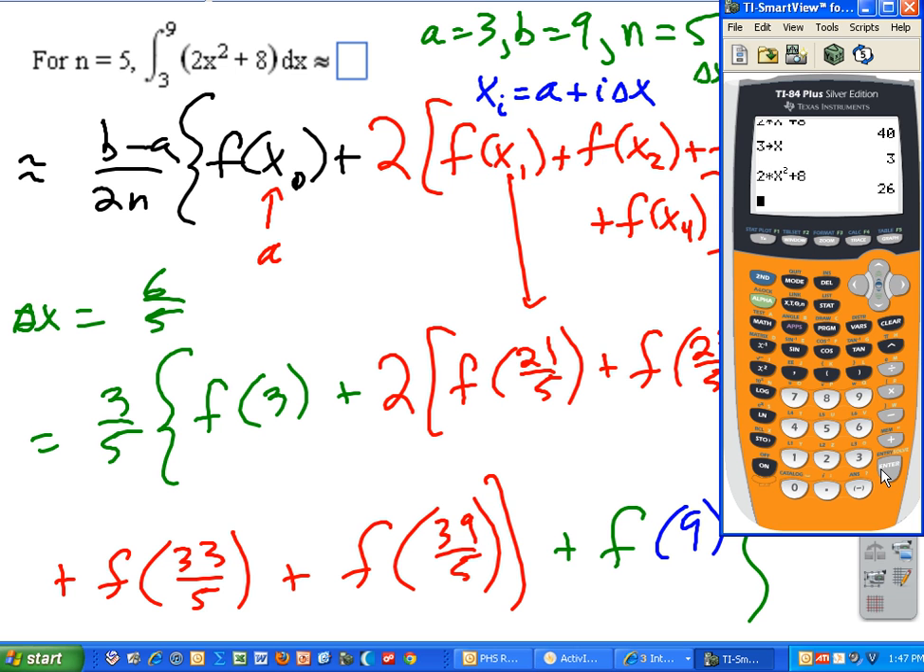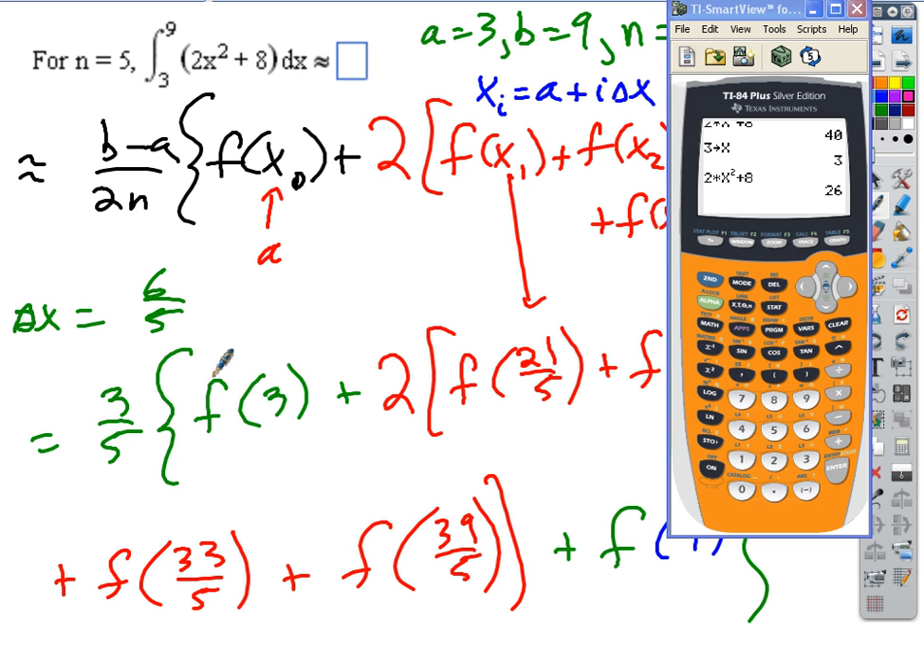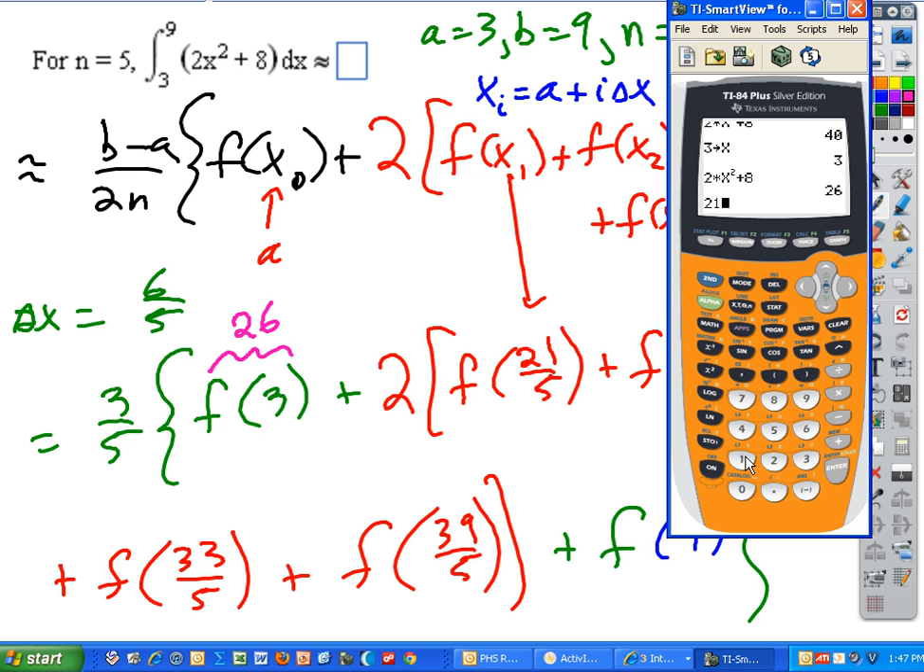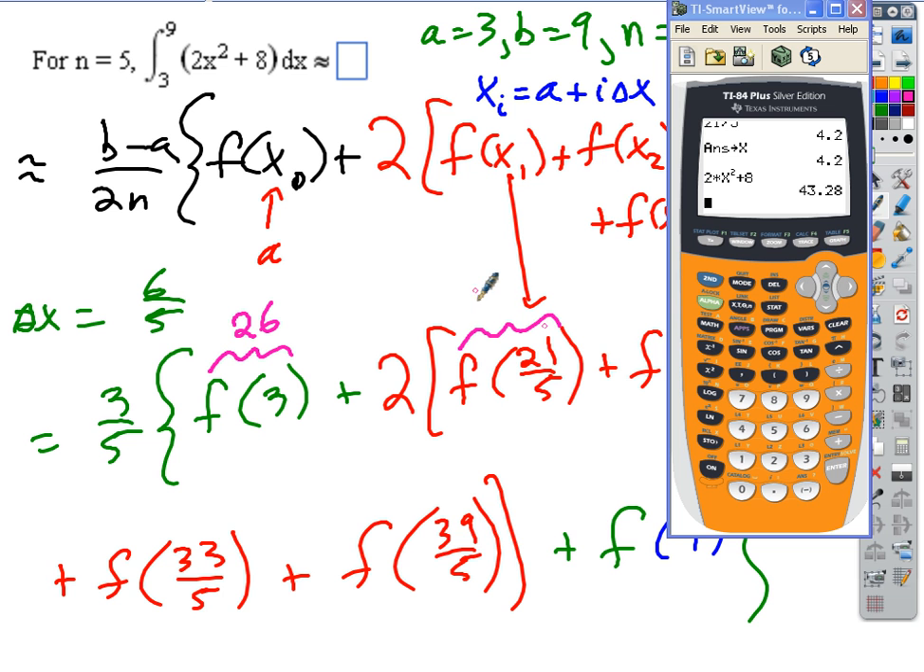Well, let's put in 21/5. 21 divided by 5. Store as x. And I can just go up to there and hit enter to grab it. And it's 43.28, right? So that guy is 43.28. So every x goes into the top equation for every single one of those? Every single one of those. Yeah, right. You see what I'm saying?